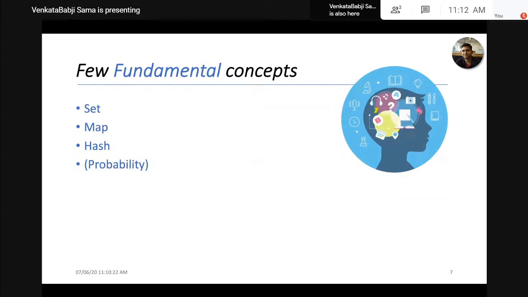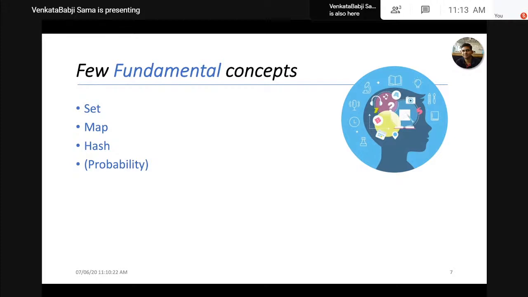Before we go and try to attack those problems, let us refresh our memory about a few fundamental concepts, just to feel comfortable about it. Let us pull it into our L2 cache so that we can catch. Most of us are familiar with this terminology: set, map, hash. Probably if someone is not from computer science or is early in their academia, maybe they haven't heard about hash. We will touch upon that. Probability is very important. The probabilistic data structures are founded on strong probability theory. Also, the results are probabilistic. They are not going to be certain. So there is a chance of uncertainty there.